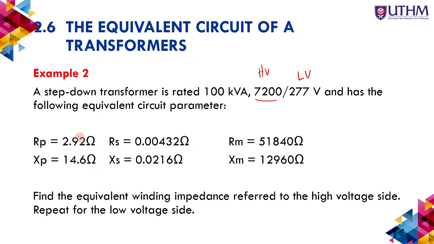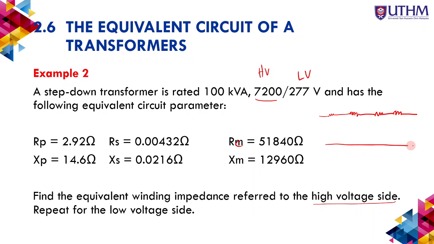The following parameters are given already: the Rp, Xp, Rs, and this is the Rc. They say find the equivalent circuit winding impedance referred to the high voltage side. So we need to calculate to the high voltage side, which is the primary side. It will be like this.